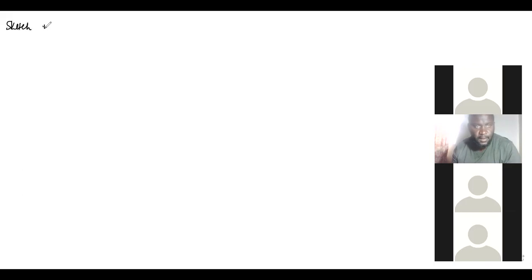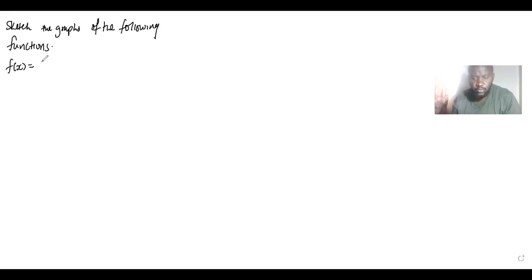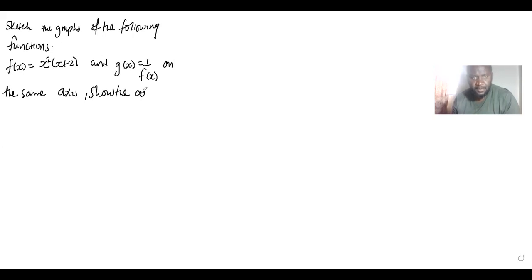Okay. So I was saying, the question says, sketch the graphs of the following functions. f of x is equal to x squared into x plus 2, and g of x is equal to 1 over f of x on the same axis. Show the asymptotes and turning points.